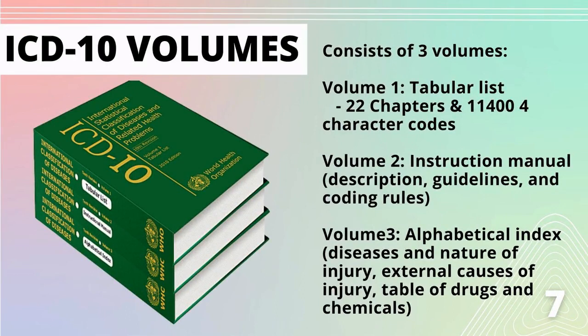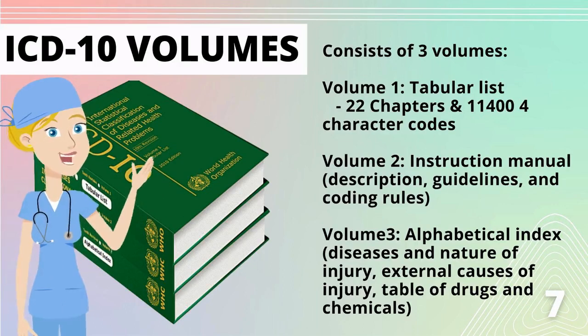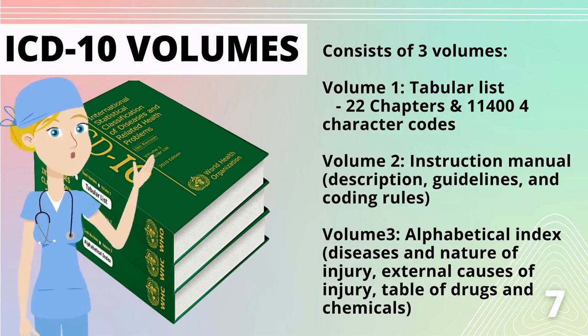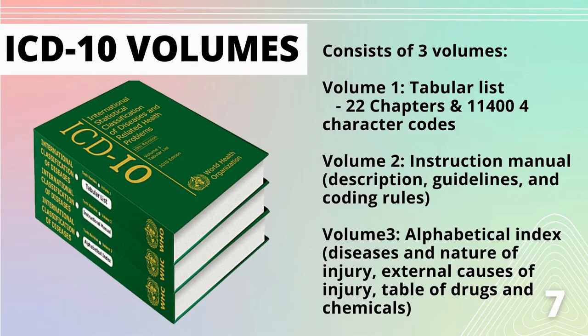ICD-10 consists of 3 volumes. Volume 1 is the tabular list of the cause of death titles and the codes, with included and excluded terms for cause of death titles. Volume 1 has 22 chapters and 11,404 character codes. Volume 2 is known as the Instruction Manual, or the Description, Guidelines, and Coding Rules. Volume 3 is the Alphabetical Index, covering Diseases and Nature of Injury, External Causes of Injury, and the Table of Drugs and Chemicals.